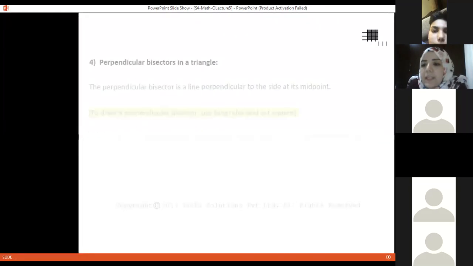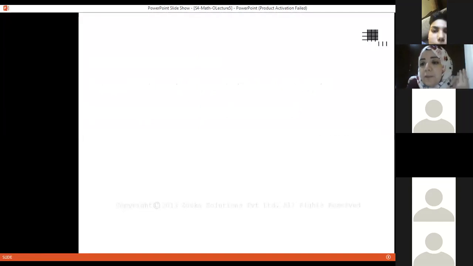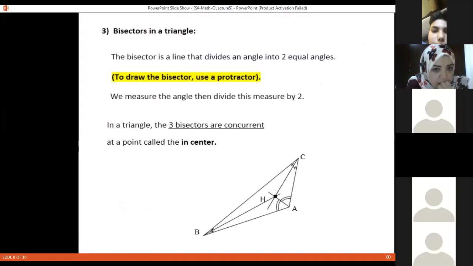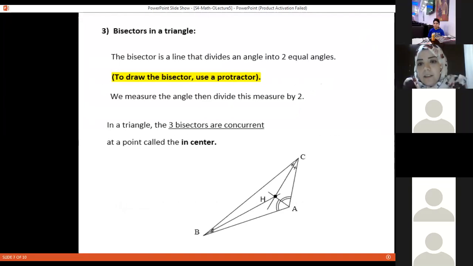Who can tell me what was the main objective in the previous lecture? What did we learn? How to draw a triangle. Very good. How to draw a triangle. And Ali, what are the key points? Miss, how to measure a triangle? How to draw a triangle. To identify a triangle and its elements.